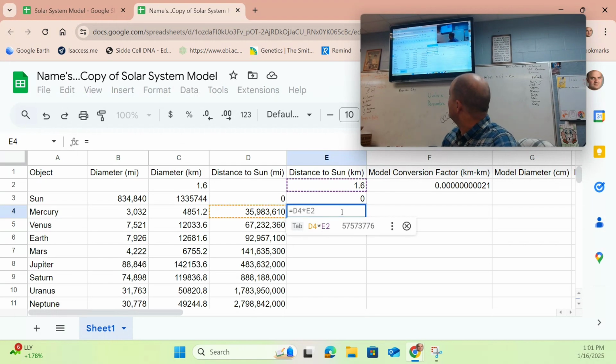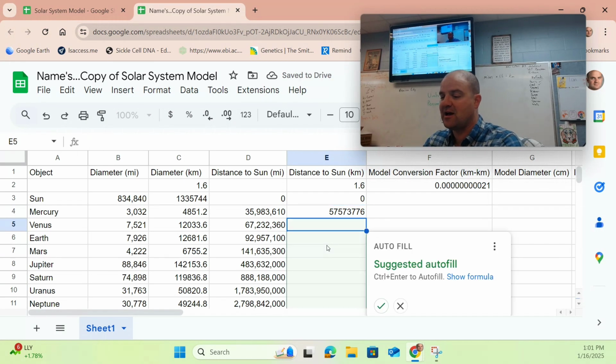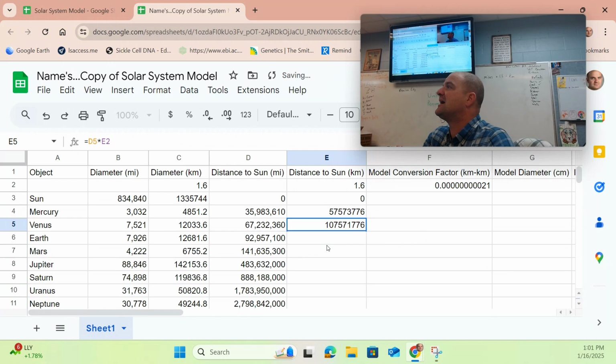Equals. Verify that it's got highlighted the boxes you want. Distance to sun in miles times the conversion factor. Good. And then continue on down. Every time, take a second to make sure it's highlighting the right boxes.